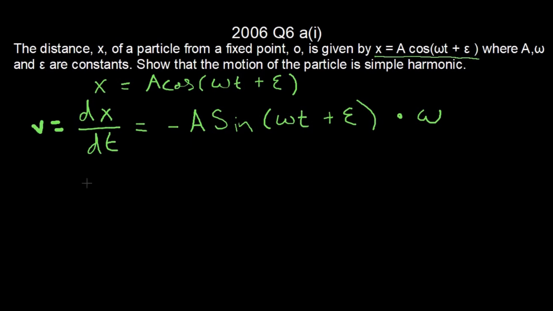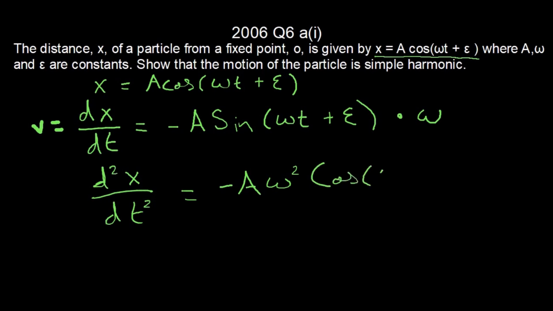Since we're going to differentiate twice, we're going to get d2x dt2 is equal to minus a sine as a function. When you differentiate it becomes cos. But we're going to have omega squared here as well. So this is going to be cos omega t plus epsilon. So I'll explain where I got this from.